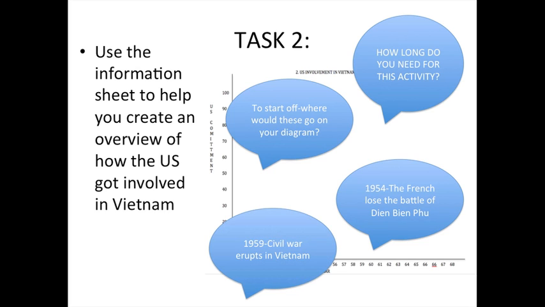The same again for the 1959 Civil War in Vietnam. It goes on 1959 on the x-axis. Where, in terms of US commitment, does it go on the y-axis? And then again for 1957.